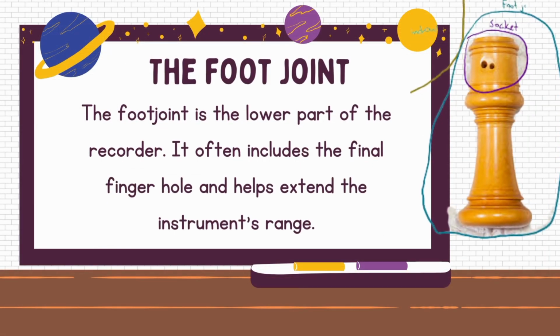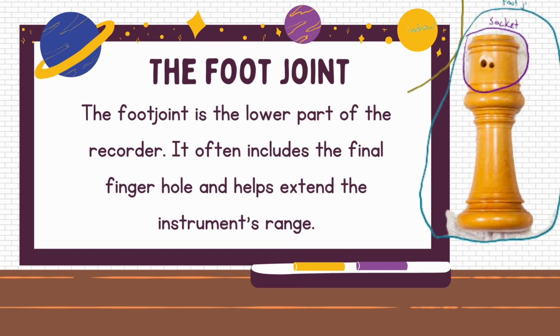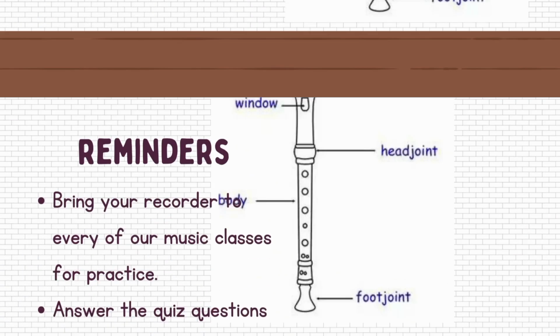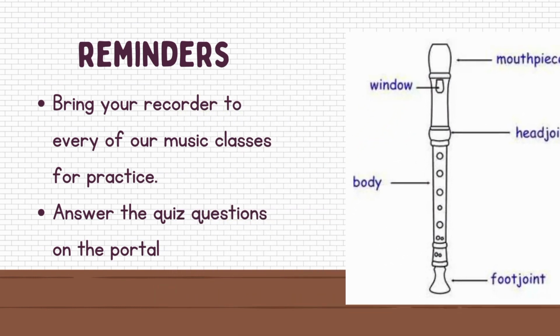And lastly, the foot joint. The foot joint is the lower part of the recorder. It often includes the final finger hole and helps to extend the instrument's range. Okay, that's it about today's lesson on the parts of the recorder.